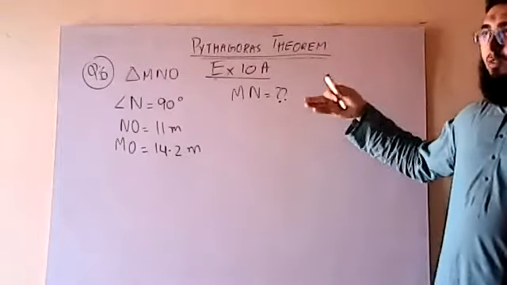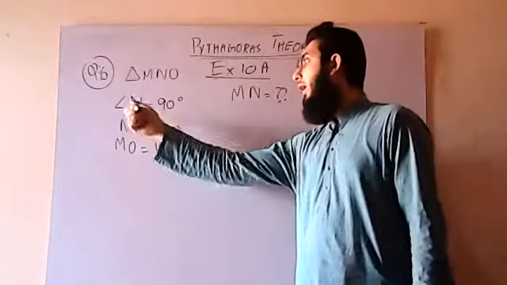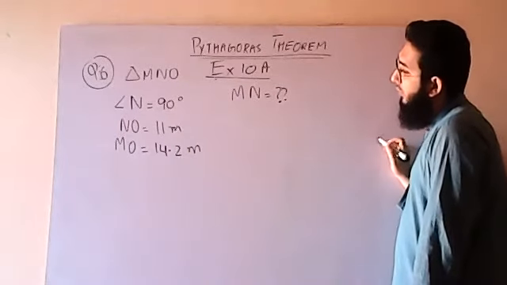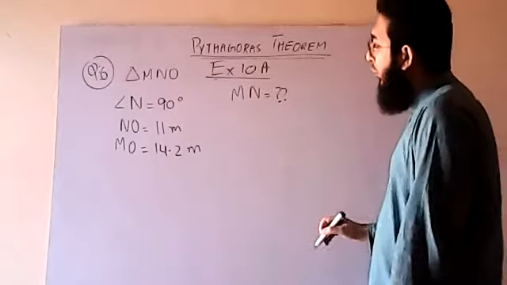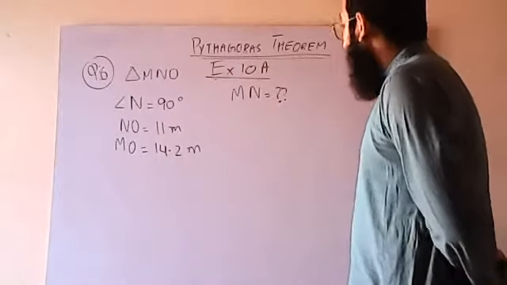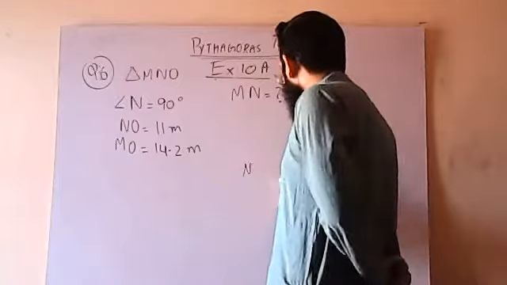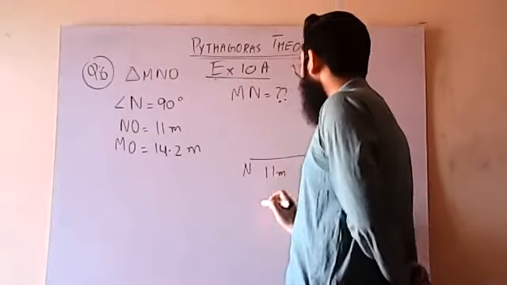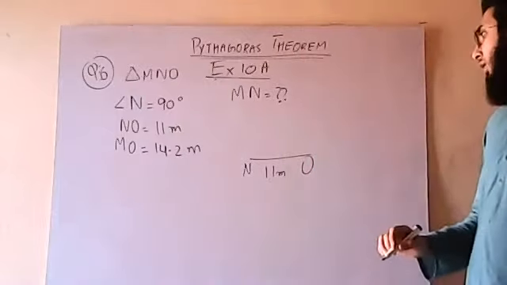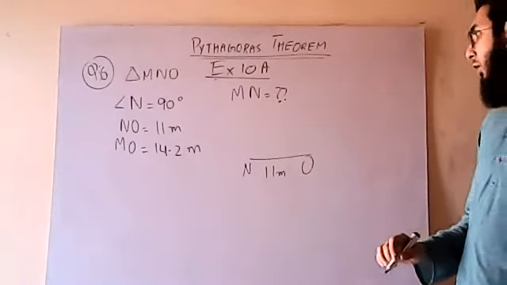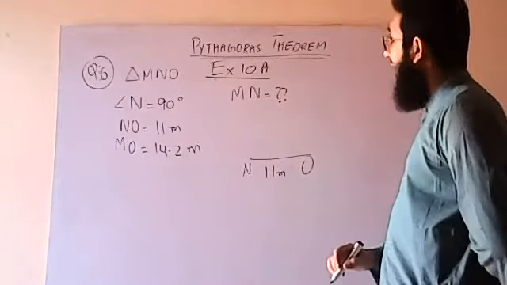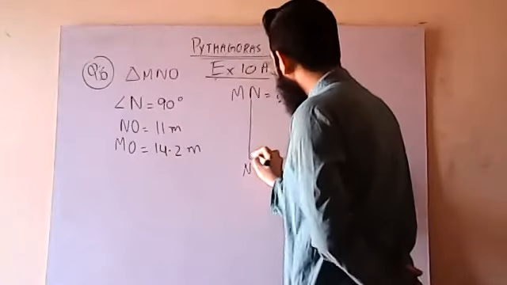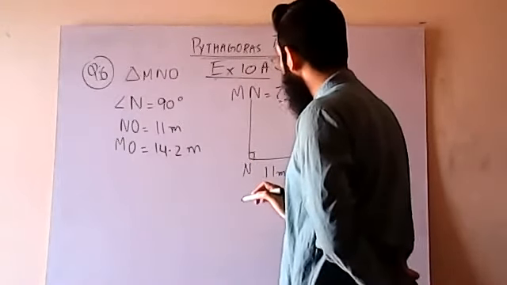I've written the data. Now, acha bhaiya, MN is unknown. I do not know that. He's telling me that NO is 11 meters, and MO is 14.2. But he's telling me that angle N is 90 degrees. So I'll make an angle of 90 degrees on angle N.